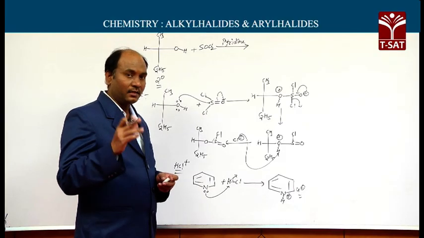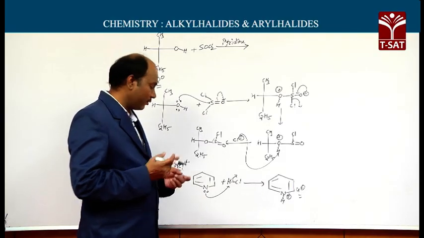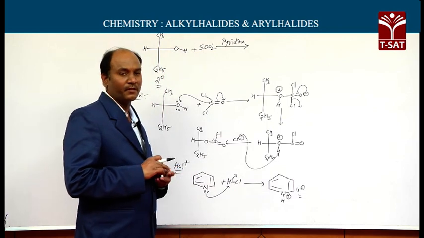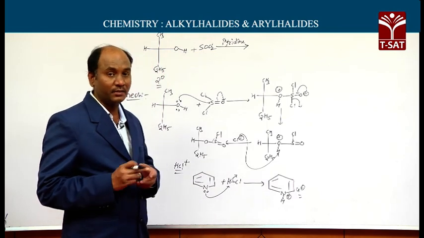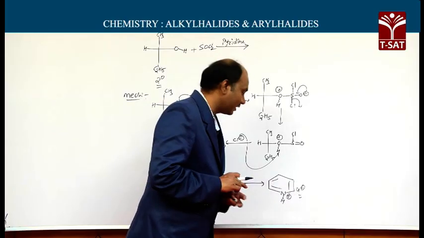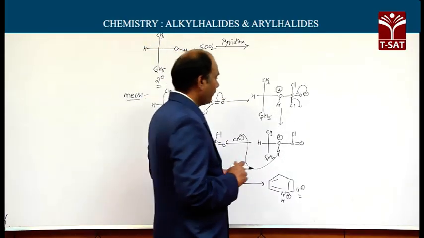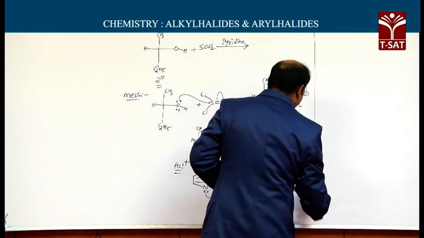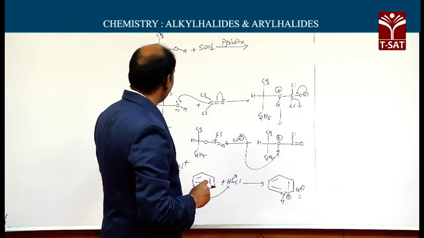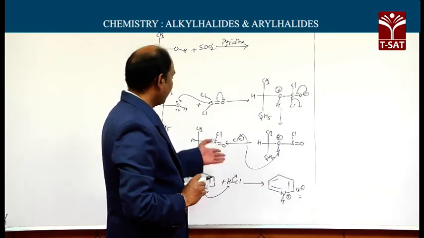In that reaction there is no pyridine; here we have used pyridine. Pyridine abstracts H+ from HCl, and pyridinium chloride is formed, giving Cl−. This Cl− acts as a nucleophile. Now we have a free nucleophile, therefore this Cl− attacks from the back side of the leaving group.